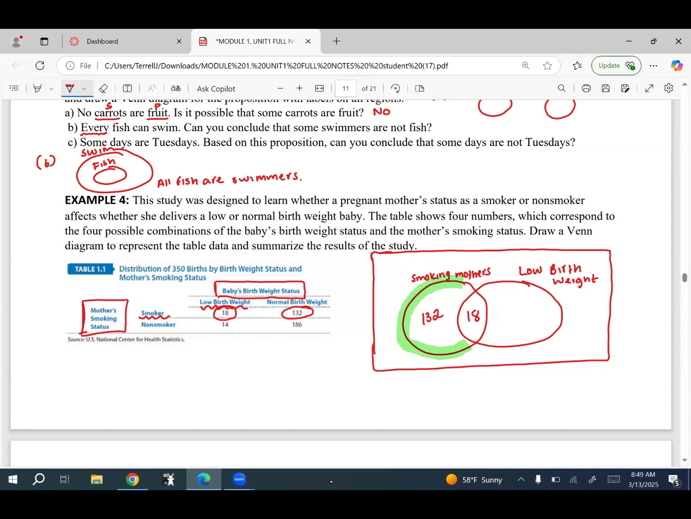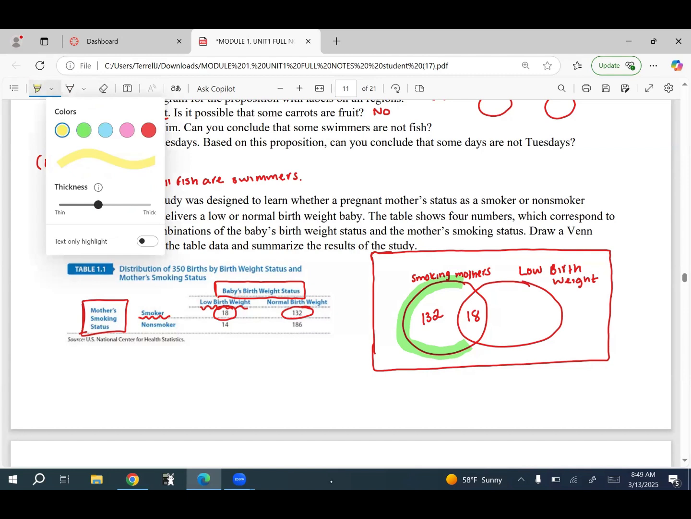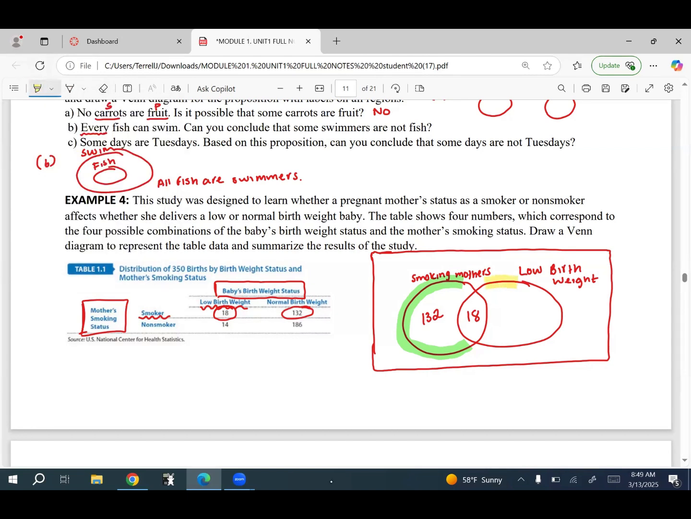Next, let's focus on, and I'll try to do this in a different color, let's focus on this piece. This piece signifies low birth weight babies. And you see how it's not attached to mothers that smoked. So low birth weight, non-smoking mothers, 14.